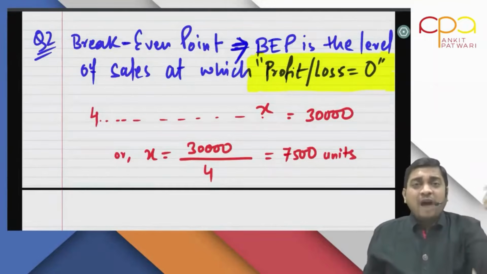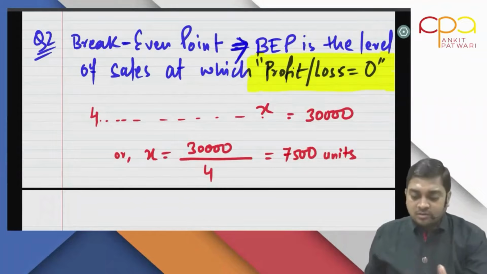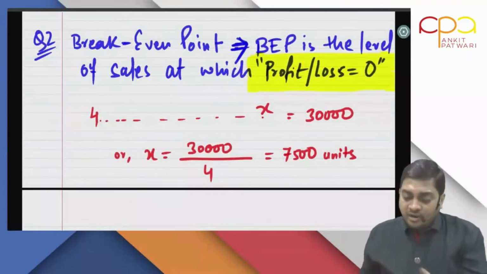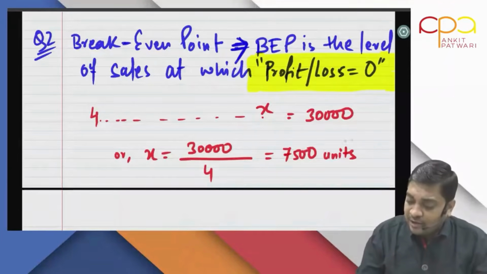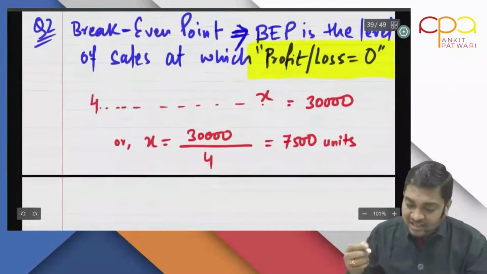Every unit sold, after paying variable cost, the left is 4. That left part will be used for fixed cost. So I sold 1 unit, 4 rupees. Again 1 unit, 4 rupees. Again 1 unit, 4. Like this, how many units will you sell so that you can recover the fixed cost? So I can frame it in the form of an equation. That's quite simple.